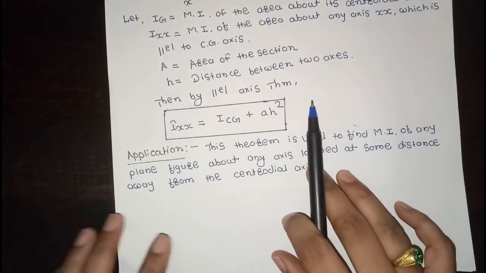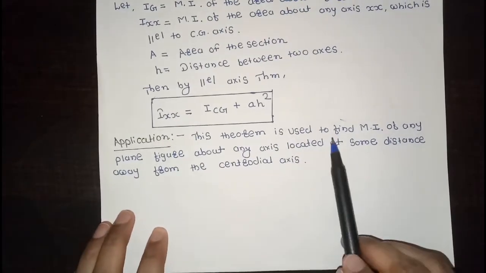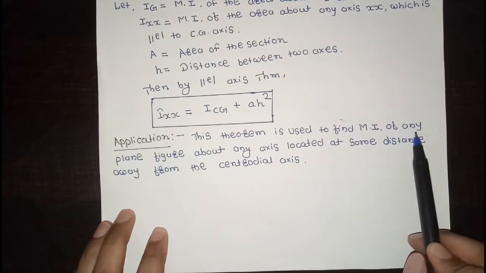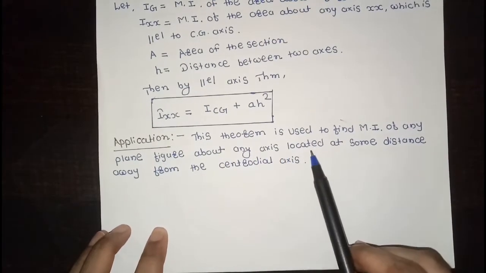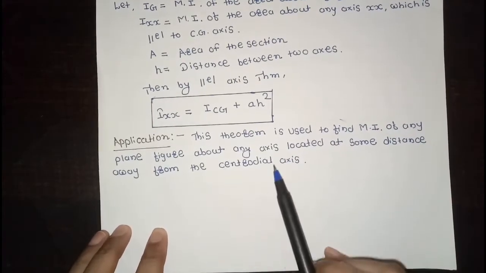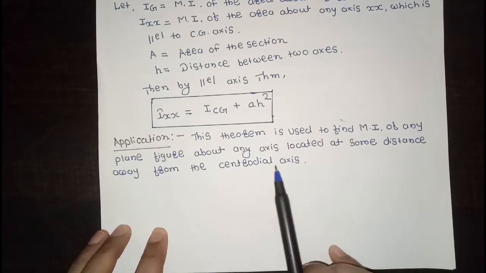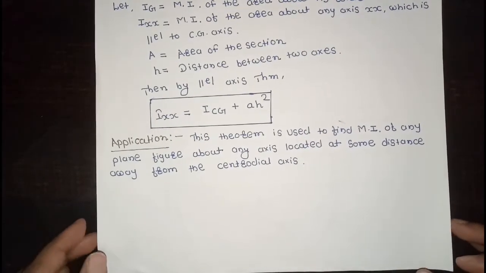What is the use of the parallel axis theorem? This theorem is used to find the moment of inertia of any plane figure about any axis located at some distance away from the centroidal axis. This is the parallel axis theorem. Okay.